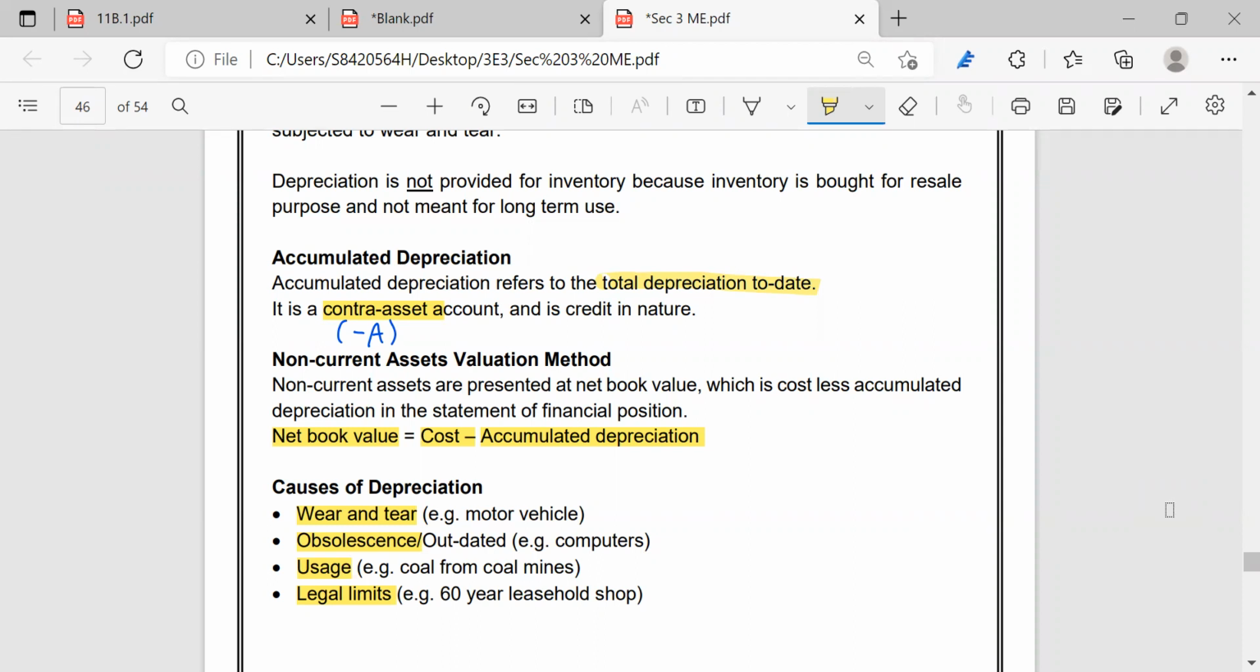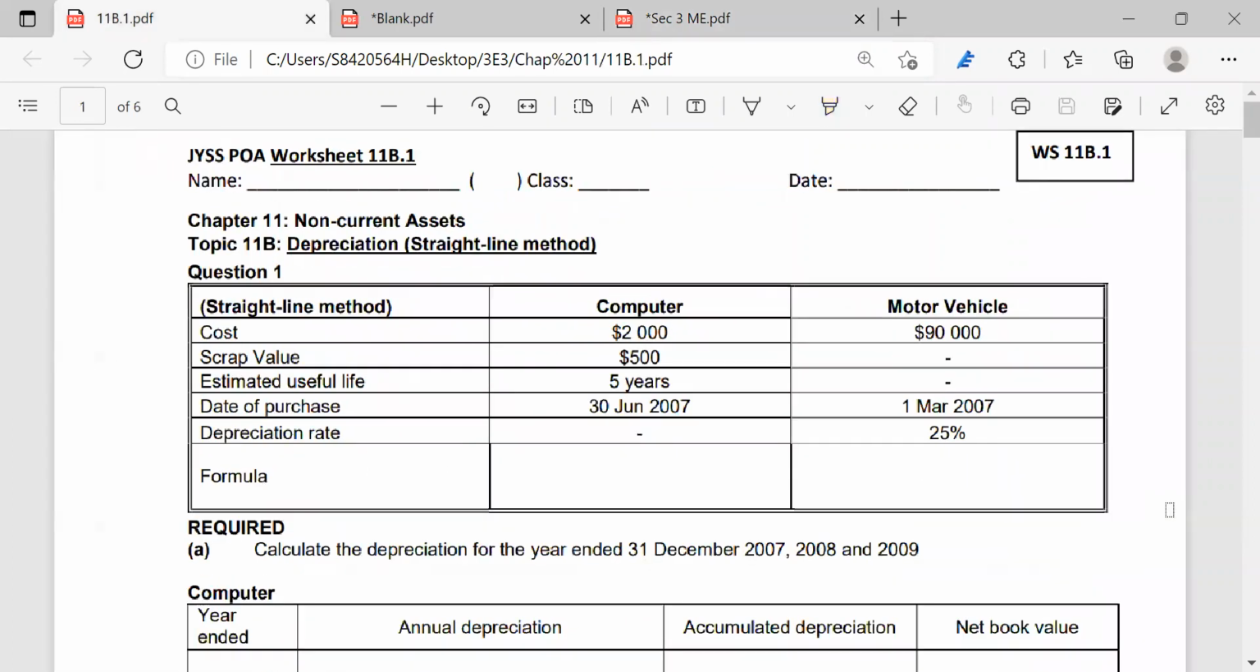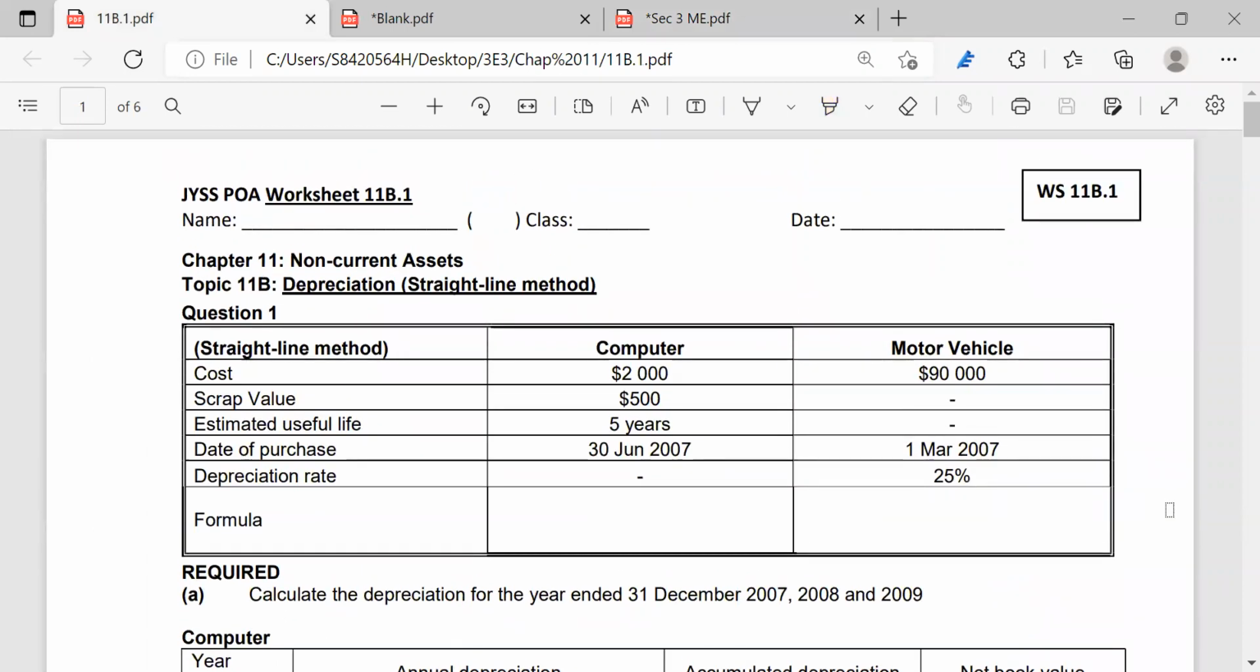Okay, enough of theory. This page is very important. You basically have to memorize the definitions, causes, and all that. All right, let's do some numbers. Worksheet 11B.1. I'll do the first one.